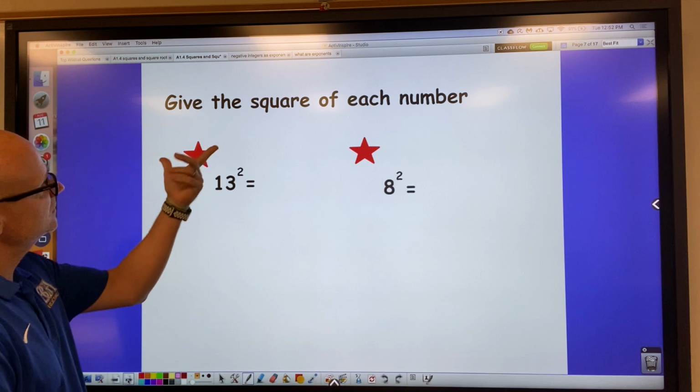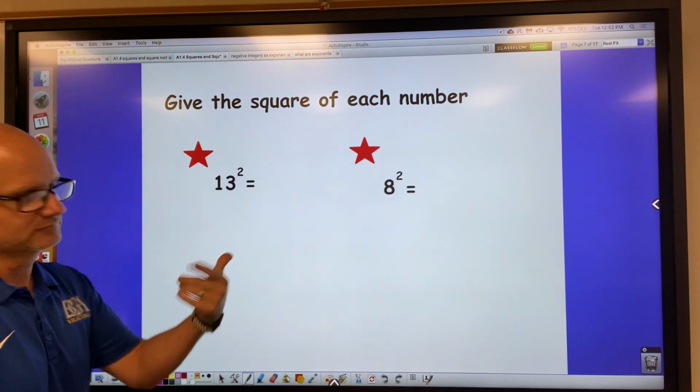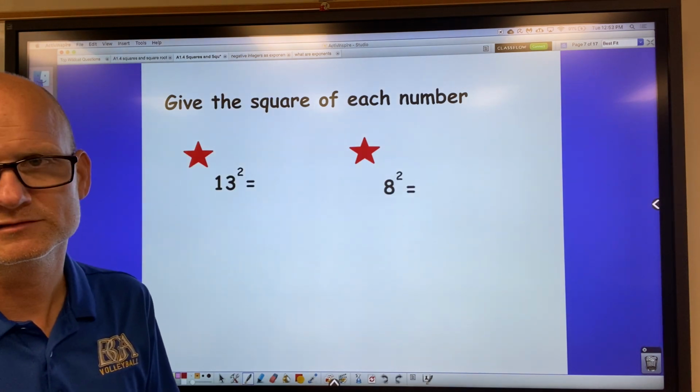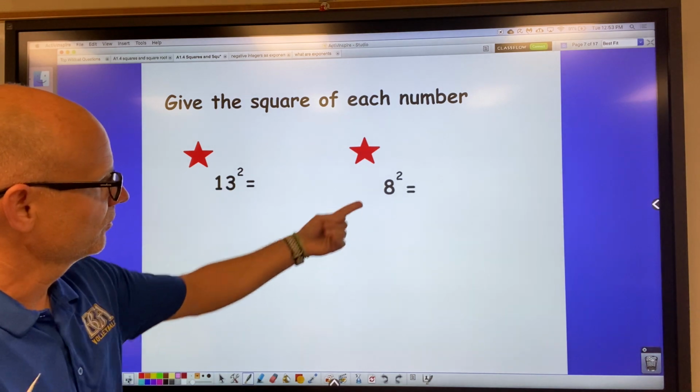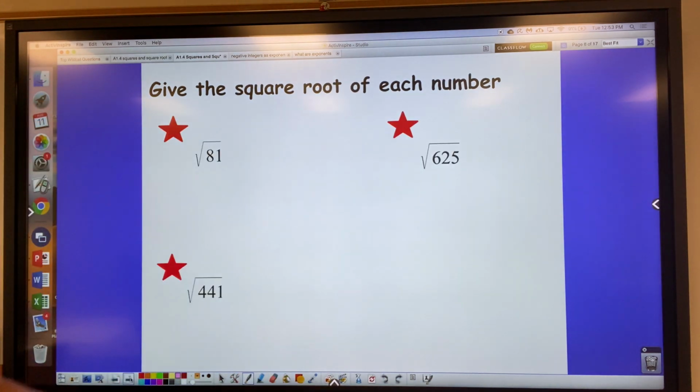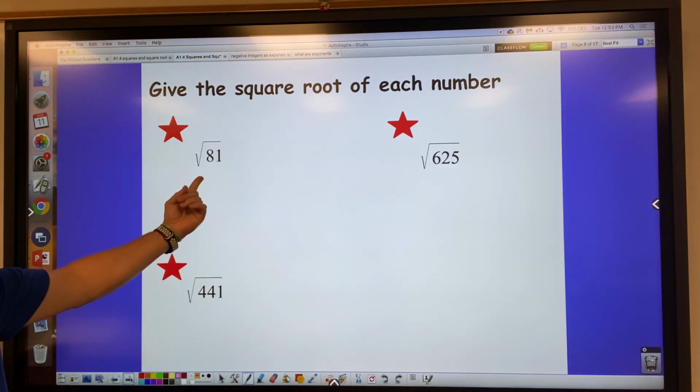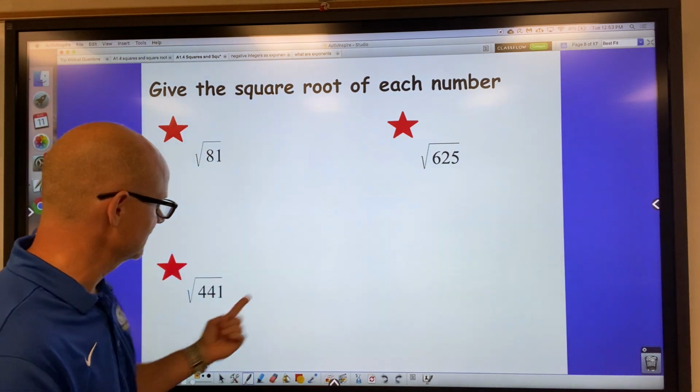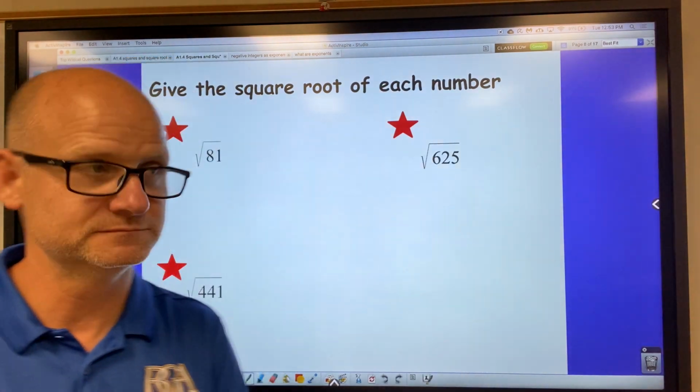Okay, so just give me the square of each number, okay? So this says 13 to the second power, or 8 squared, so just tell me what it equals. And then here, give me the square root of each number. So we just discussed this. Some, you can use your math facts, right? Some, you're probably going to have to use that Christmas tree method.